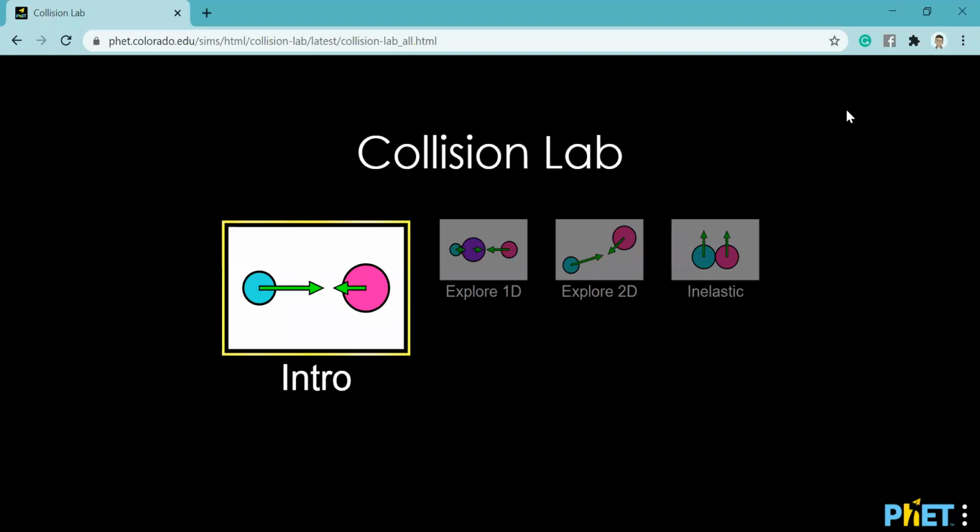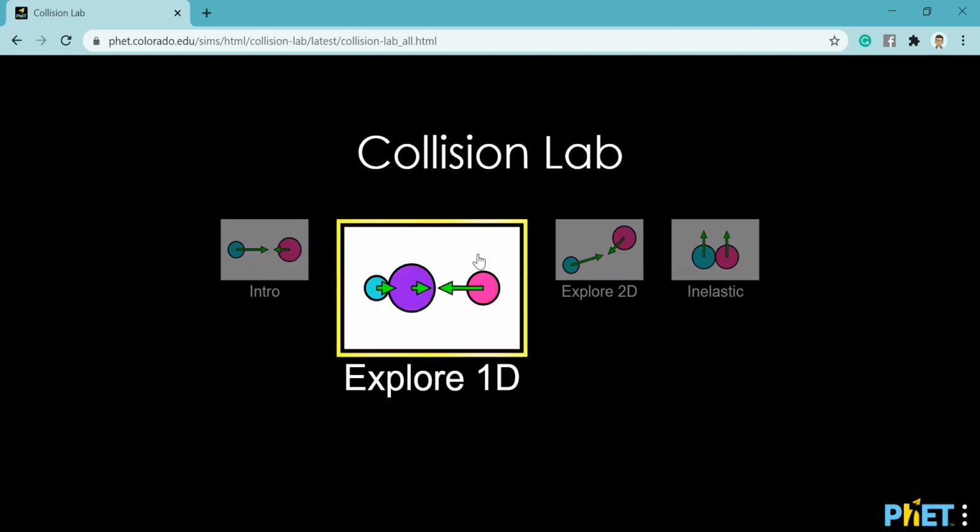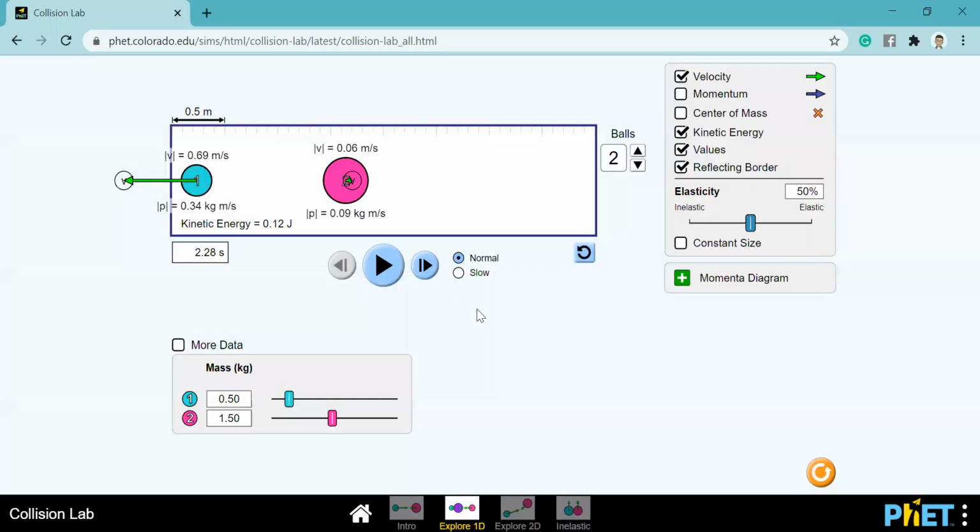Before we proceed in solving problems applying the law of conservation of momentum, let's discuss first the collision. We have three types of collision. First one is the elastic collision, and we will use this PhET simulation to illustrate or visualize how collision works. So for the elastic collision, we will use this Explore 1D tab.